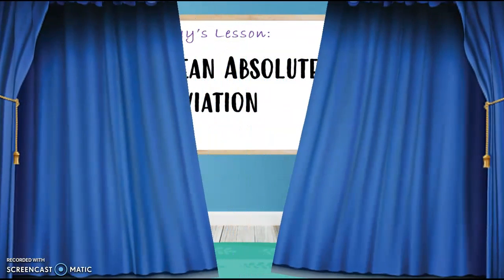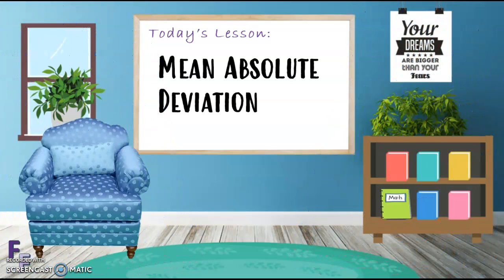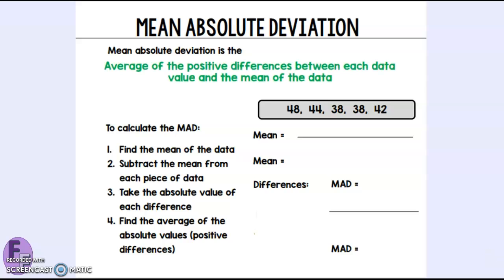Today's lesson is mean absolute deviation, which is sometimes referred to as MAD. Mean absolute deviation is the average of the positive differences between each data value and the mean of the data. Sounds pretty confusing, but it's actually pretty simple. It just takes 4 steps.